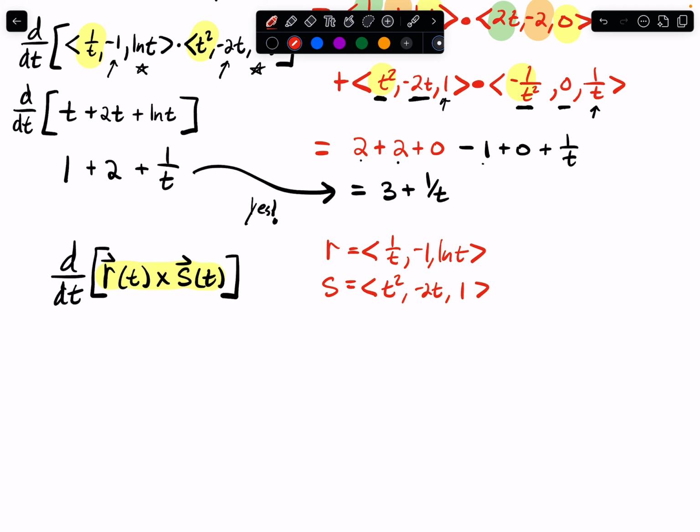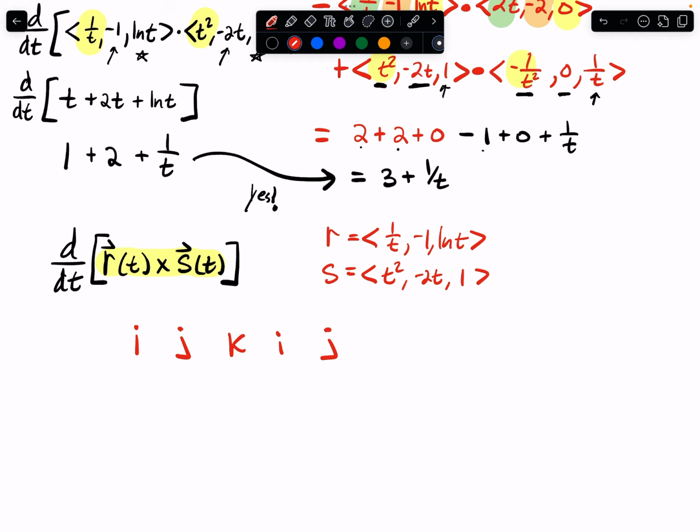so to do the cross product, remember we have i, j, k, i, j. And so ijk, so r cross s is going to be 1 over t, negative 1, and then ln t, and then 1 over t, negative 1. Then for the s row, I'm going to have t squared, negative 2t, 1, t squared, negative 2t here. Okay?